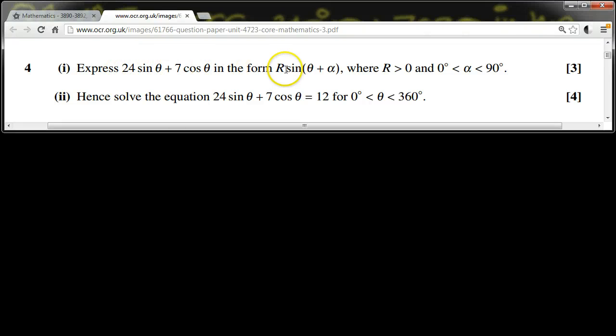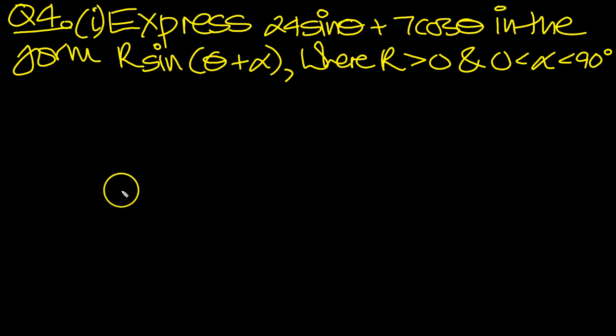Express this thing here in the form of r sine theta plus alpha, where r is positive and alpha is acute. Hence, solve the equation of the left-hand side equals 12 for theta between 0 and 360. So I've summarized the question here. So let's have a look at it then.